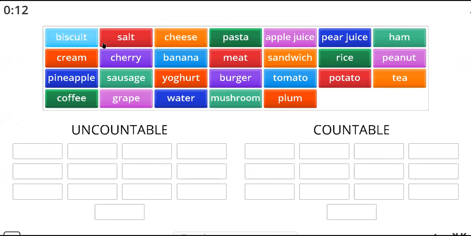We have biscuit, salt, cream, cherry, pineapple, sausage, coffee, grape, cheese, banana, yogurt, water, pasta, meat, burger, mushroom, apple juice, sandwich, tomato, plum, pear juice, rice, potato, ham, peanut, and tea. So now it's a task: countable or uncountable. You can start doing that.